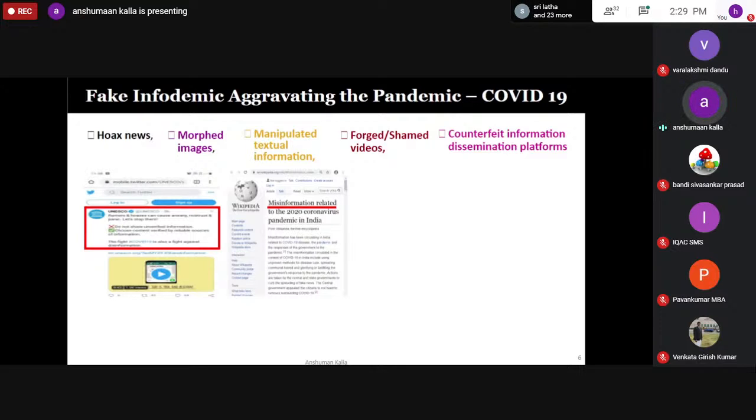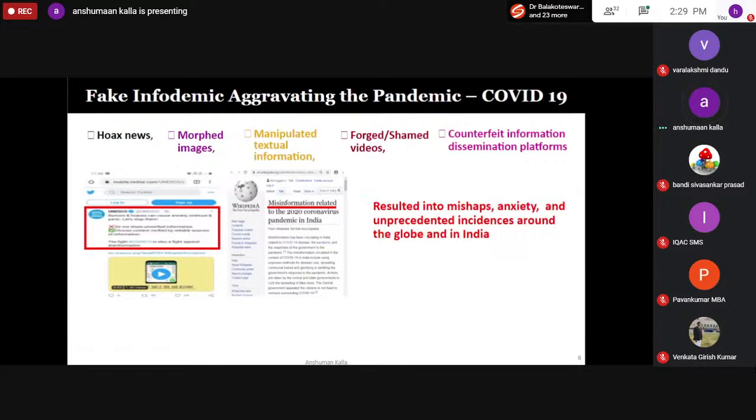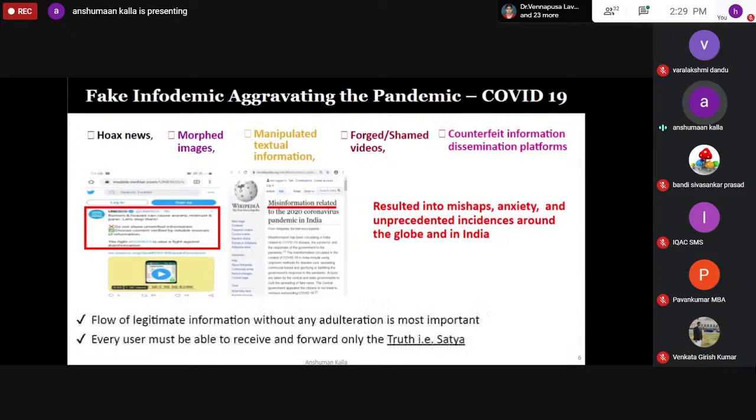Coming into this space, and how it is affecting our understanding of the current situation. The fake infodemic during the current situation is resulting in mishappenings, an increased level of anxiety, and unforeseen incidences. Thus, countries and regulatory bodies must ensure that the flow of legitimate information is there. This is possible if every user is enabled to receive and forward only authentic information, that is the truth, or satya, I would say.